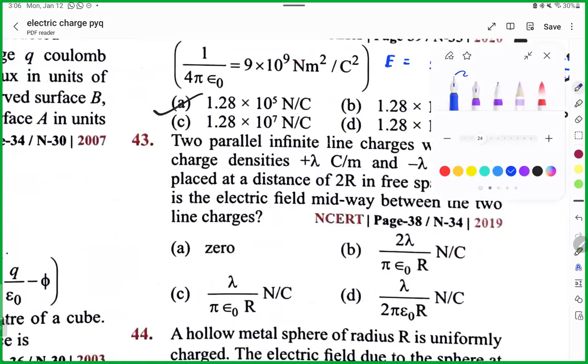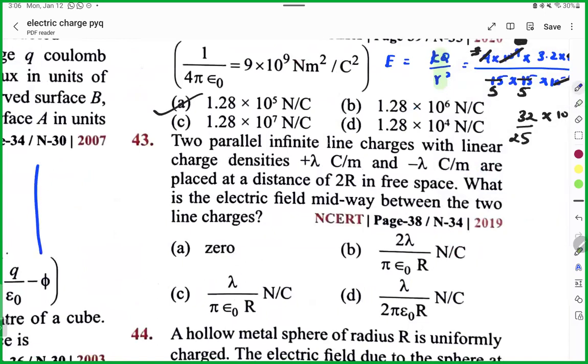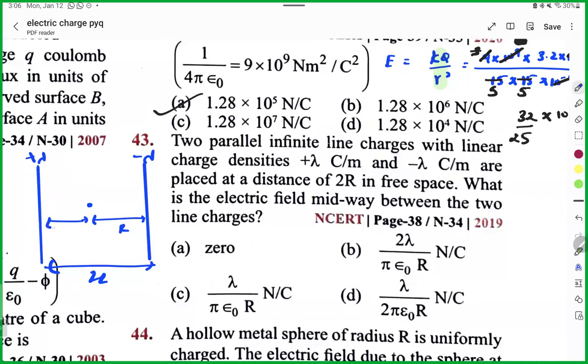This was the question, guys. You already understood this question. There are two parallel infinite line charges, one with plus lambda, another with minus lambda, and the distance between them is 2r. Find the total electric field midway between the charges. Midway means center, so this distance will be r and this distance will be r. Because of the positive one, the field will be like this. Because of the negative, the same. Total is double. Any doubt, guys?